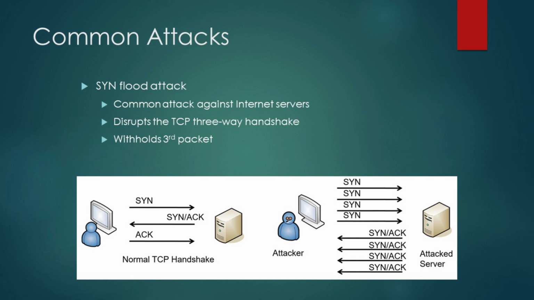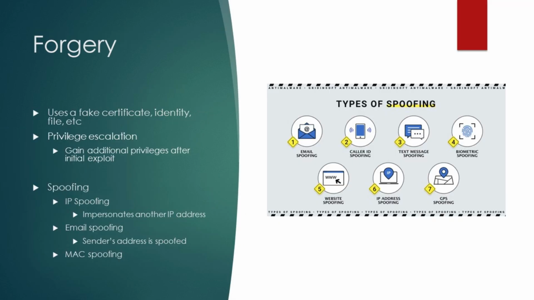Okay, let's shift gears. From overwhelming resources to attacking identity. Impersonation, interception, what the sources call on-path attacks. Right. This whole area often starts with forgery. Using something fake could be a fake security certificate, a fake user identity, even a fake file. And spoofing is a major tool here.